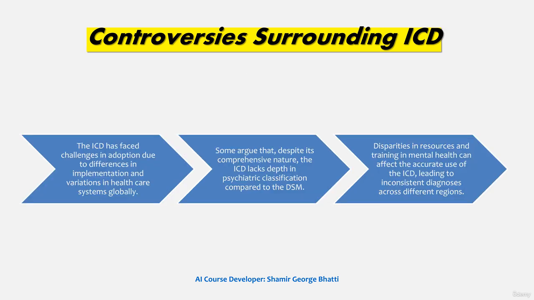Similarly, the ICD faces its own set of controversies as it strives for global acceptance and uniform implementation across diverse healthcare systems. Variations in resources, training, and healthcare priorities can impede the effective use of the ICD for mental health diagnoses. Critics argue that despite its inclusive nature, the ICD lacks the depth and specificity in psychiatric classification found in the DSM.